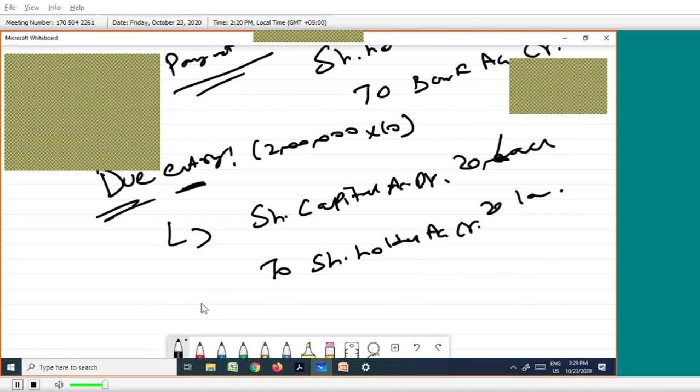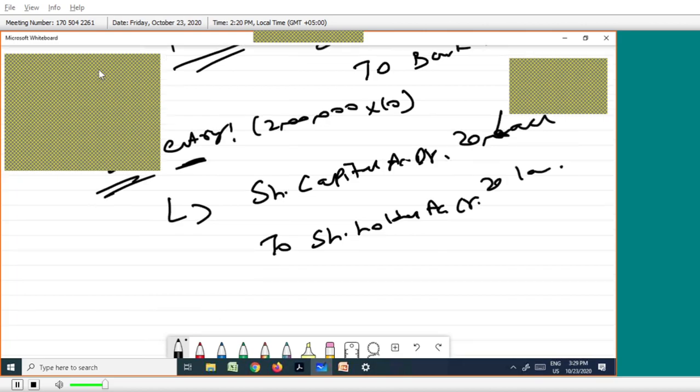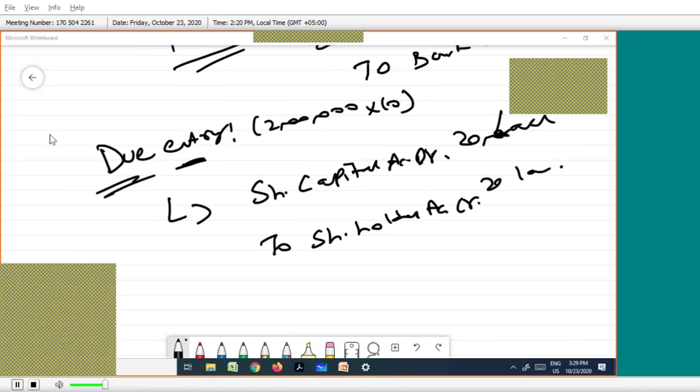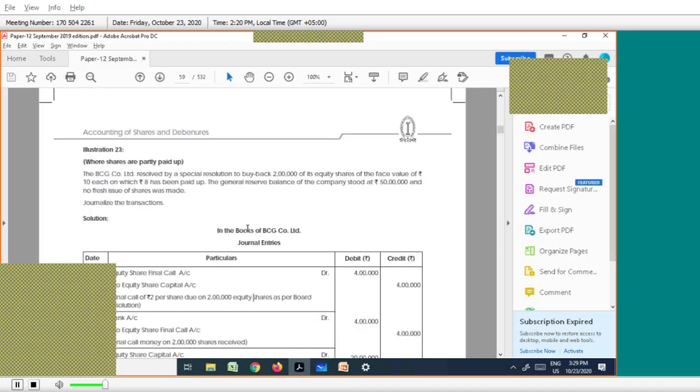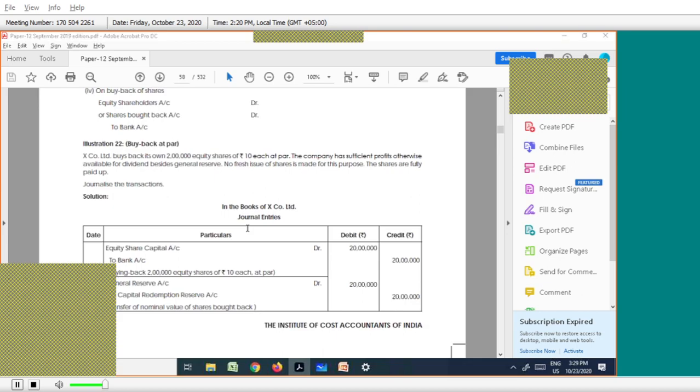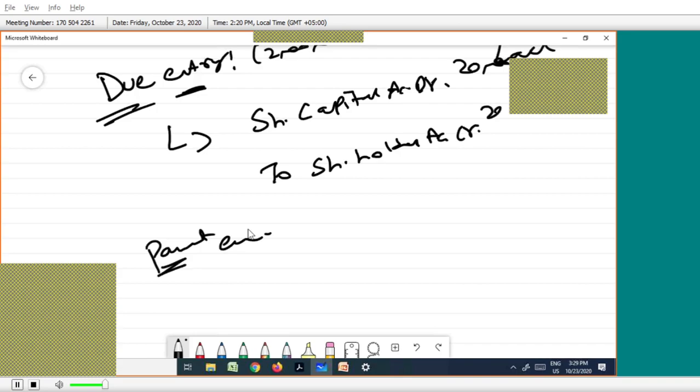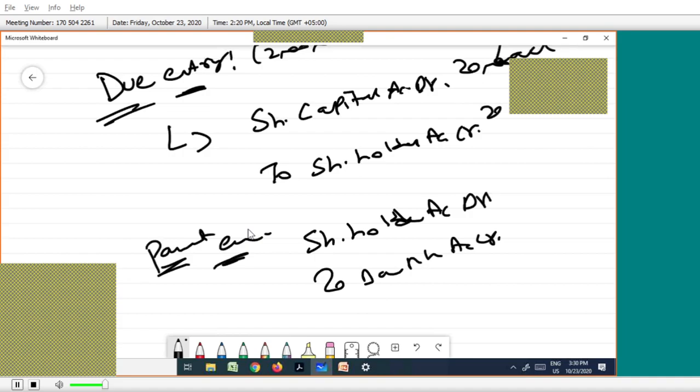Then what? They have sufficient money, resources and surplus, so I can directly go for the payment entry. The payment entry is missed out in the material, so they did it directly. Don't follow the material answer, they made some error. Shareholders account debit to bank account credit, 20 lakhs. So the due entry is over, the payment entry is over.